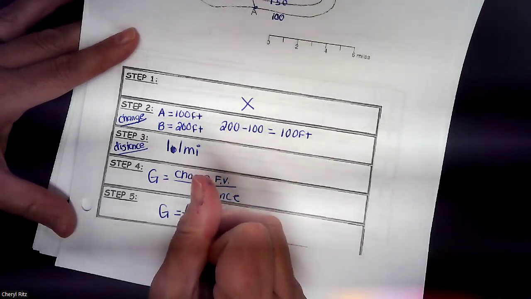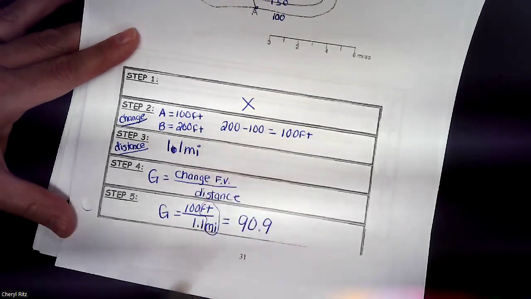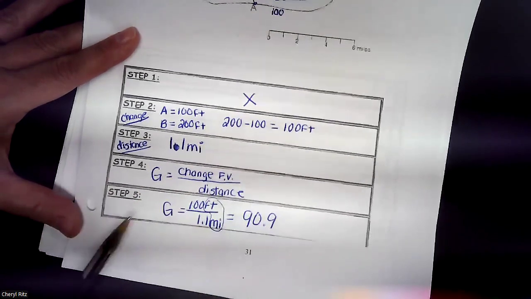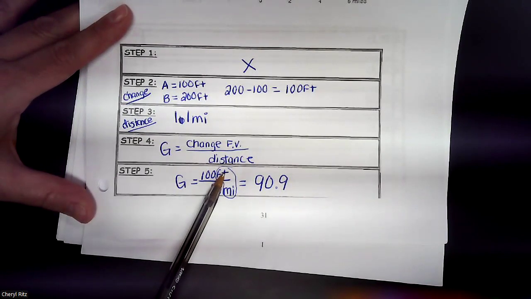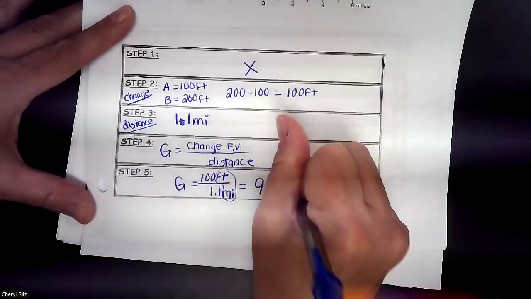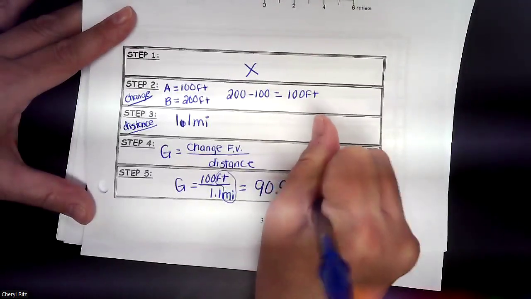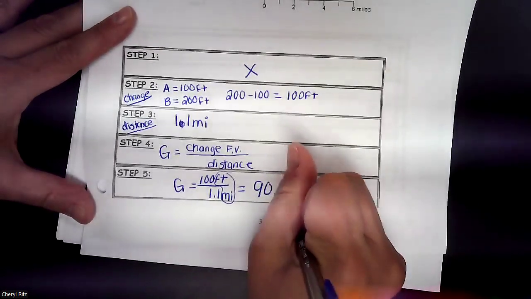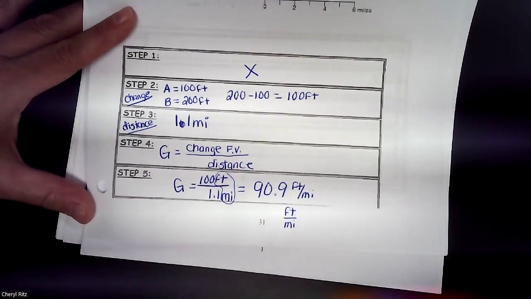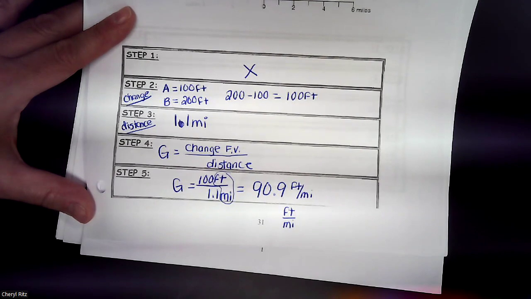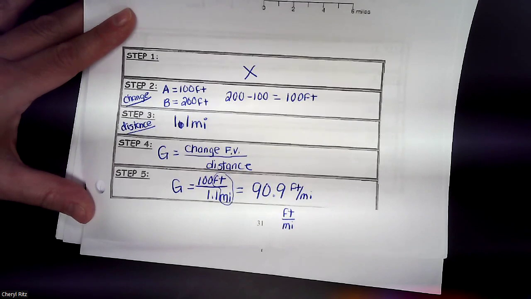Okay, so in case you're wondering where they came from, they're right there. And that's one reason I encourage you not to ever have naked numbers anywhere around, because now I can easily see I have feet over miles. So that means feet per mile. You can do it diagonal like that, or feet over miles works too. That means if you walk from A to B, your elevation will change 90.9 feet for every mile you walk. So that was a lot of work.